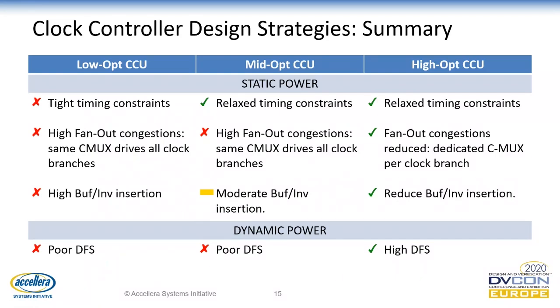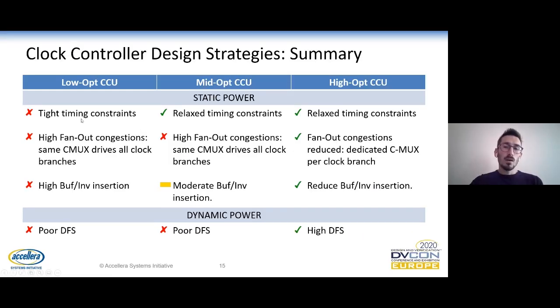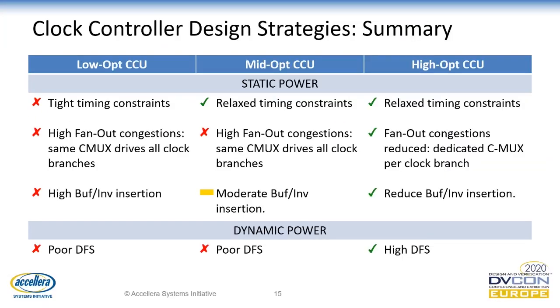This is a summary and expectation of the result that we could get. In the low optimized ECU, as I mentioned, we have all the clocks synchronous to each other, which means we expect tight timing constraints for implementation. Since there is only one CMUX for the DFS, we expect one high fan out, because now this CMUX is the source for all the clocks of the subsystem. And since the timing constraints are tight, we expect a high buffer insertion. Regarding the dynamic power, the DFS is pretty poor.